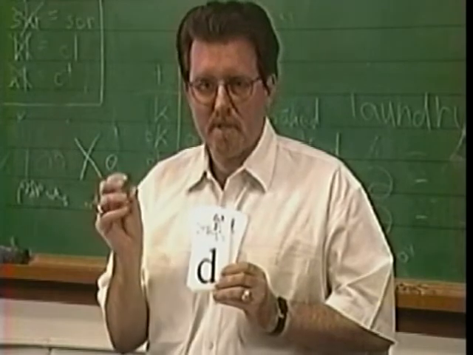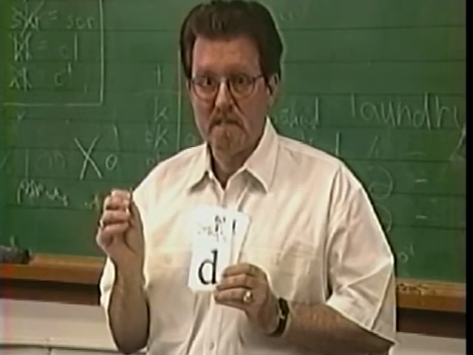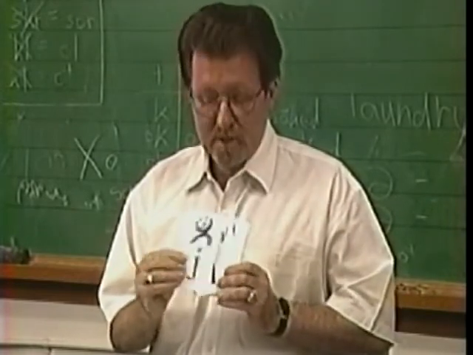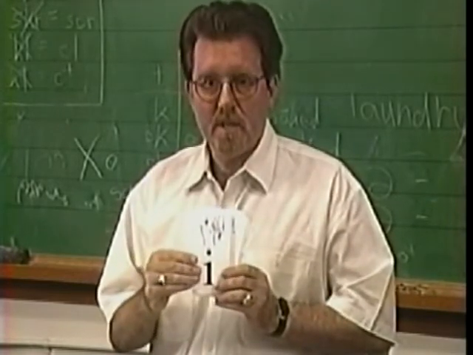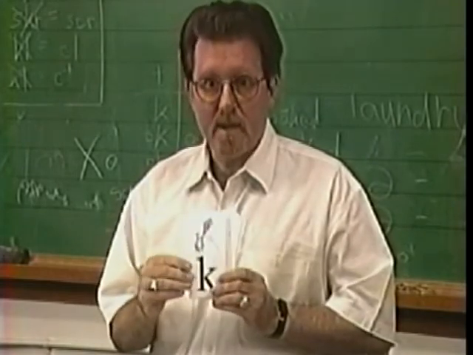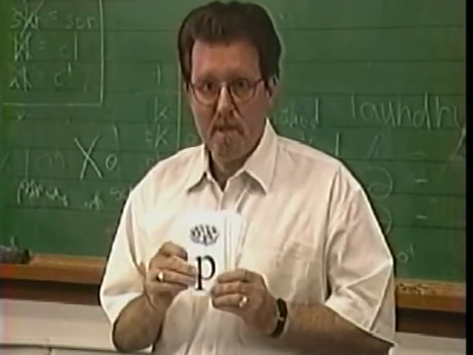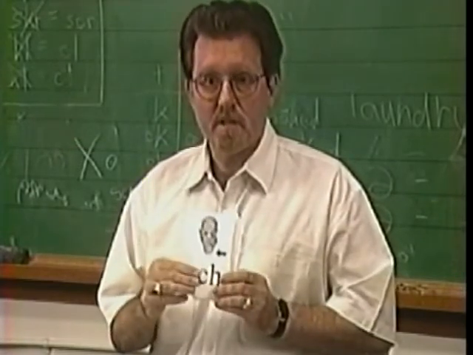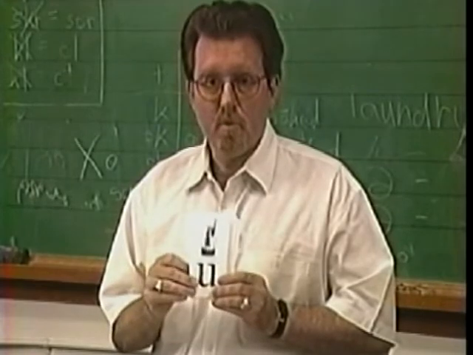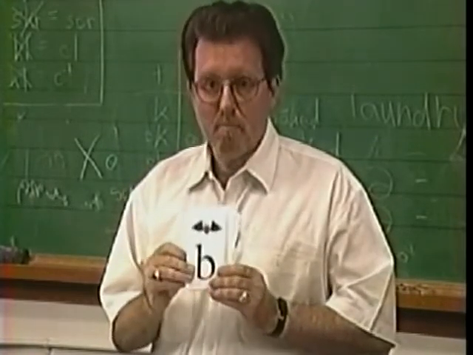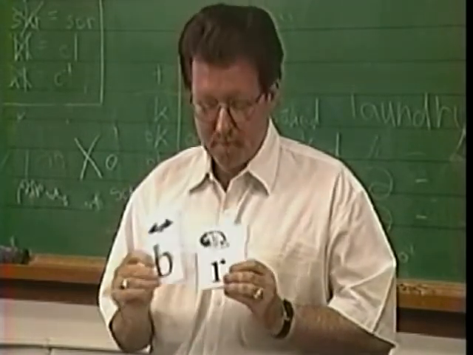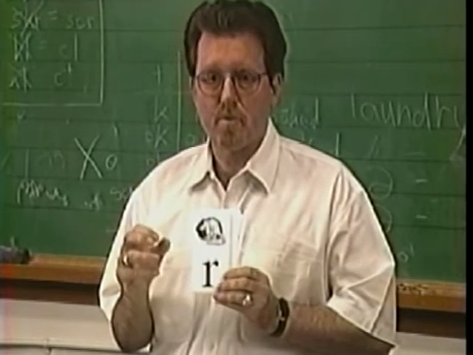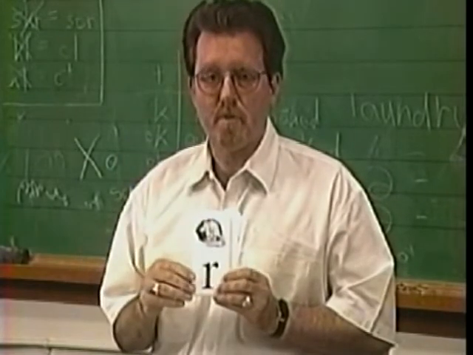Now see how small that is? It's not duh, it's d. So you have to say it kind of softly. J, juggle, j. I, itchy, i. K, kite, k. P, pizza, p. CH, chin, ch. U, up, u. B, bat, b. R, rat, it's kind of a growling sound. And your tongue is kind of pointing toward the roof of your mouth.